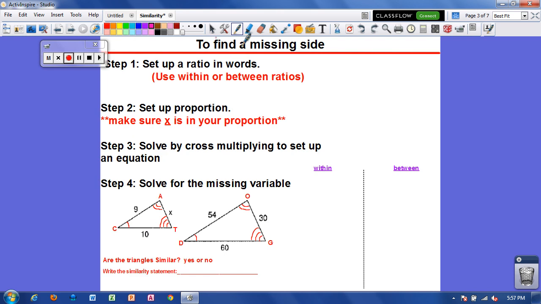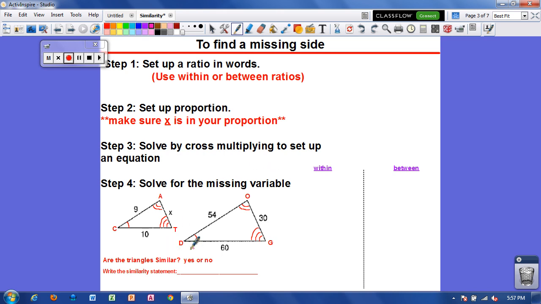All right, now if we want to find a missing side, we're simply going to set up a ratio. We just have to decide if we're going to use within or between ratios. And on this example, I'm going to do both. After we do that, we want to set up a proportion. Now, we want to make sure x is in the proportion, because if we don't involve side x, then obviously we can't solve for it. Then we want to cross multiply and divide to solve for the missing variable.